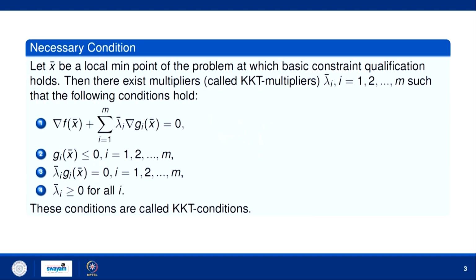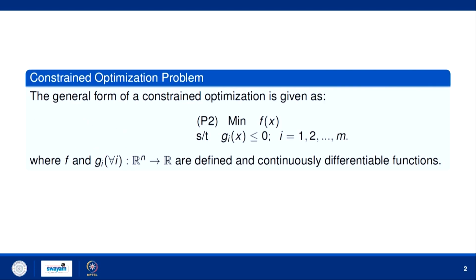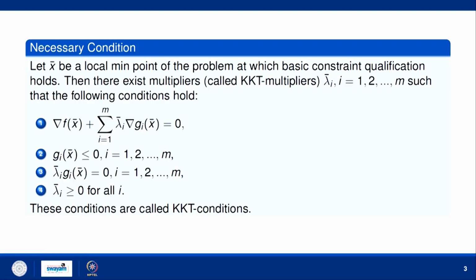Now, the necessary condition. The necessary condition means that suppose x bar is a point which is feasible, meaning it satisfies all the constraints, and is a local optimal point for this problem P2. Then what are the conditions that x bar will satisfy? Those conditions are called necessary conditions. These conditions are called Karush-Kuhn-Tucker conditions, KKT conditions, and a point which satisfies all these conditions is called a KKT point.